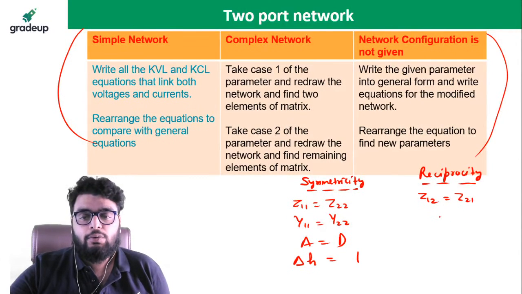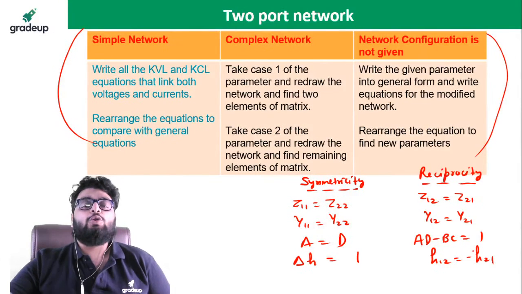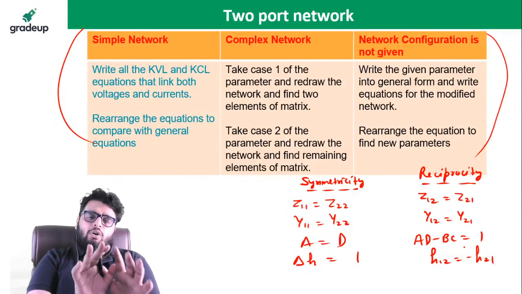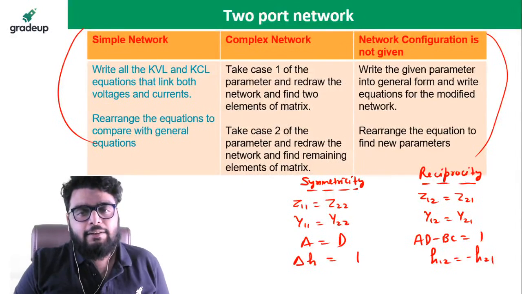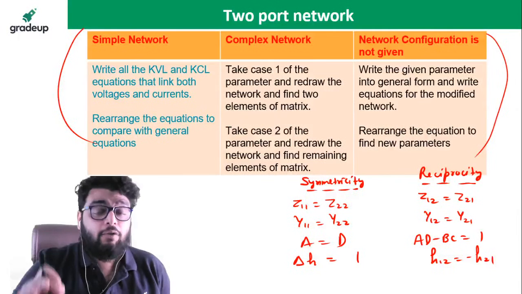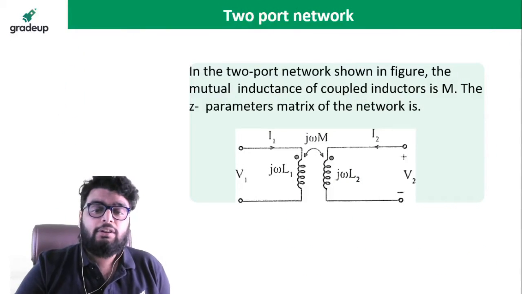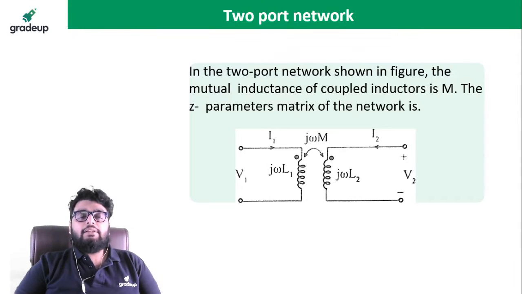Z12 is equal to Z21, Y12 is equal to Y21, AD minus BC is equal to 1, and H12 is equal to minus H21. So these are the only theory that you need to understand for the two-port network, right? Now we are going to start the question, and I want everyone to attempt the question, give the answer with me. This is the first question, guys.